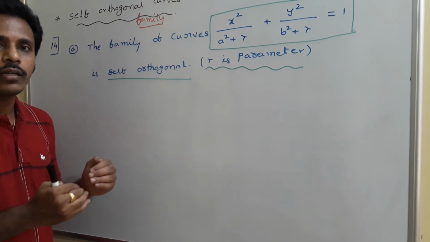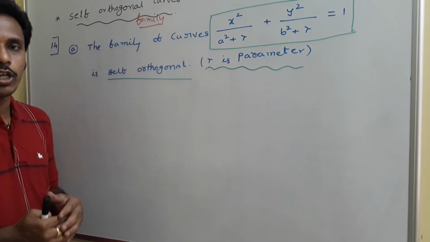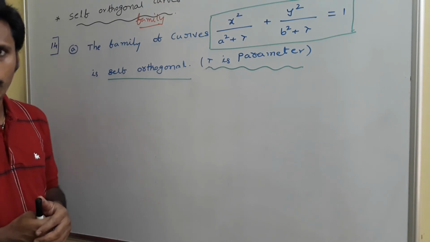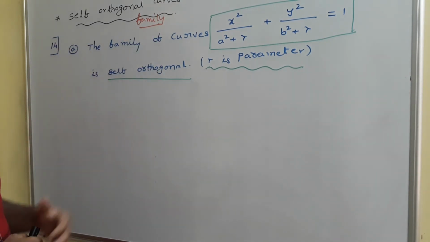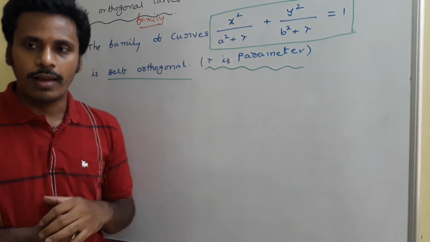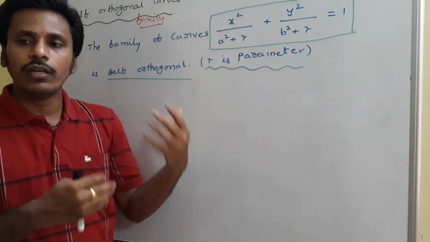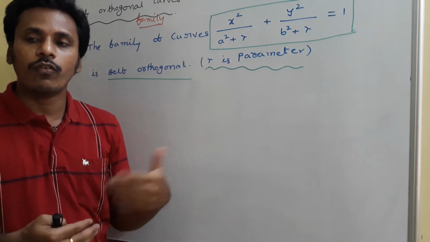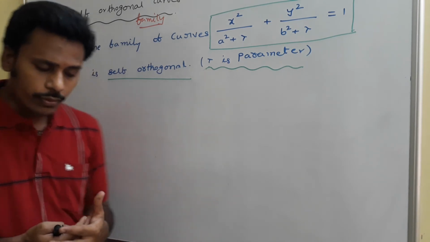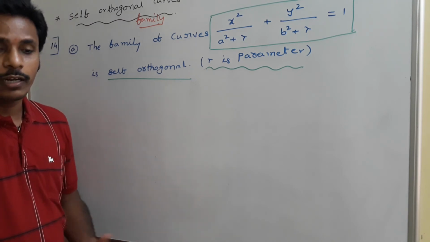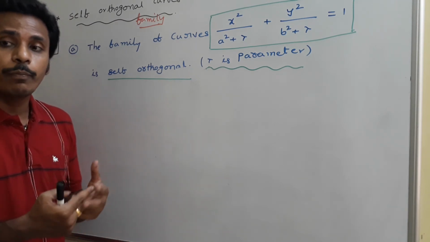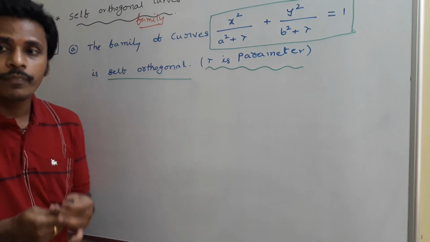These two are the standard problems of self-orthogonality from tangents and normals. You just look there: x square by a square plus lambda plus y square by b square plus lambda. You just replace lambda with different values. All those equations, all those curves are self-orthogonal. That means the angle between every pair of equations of this family is 90 degrees.